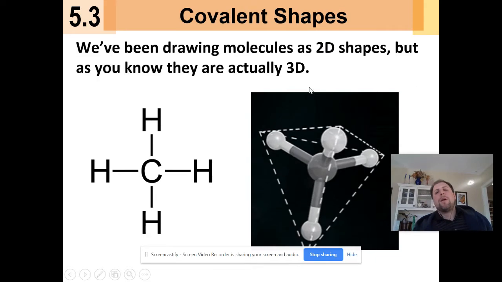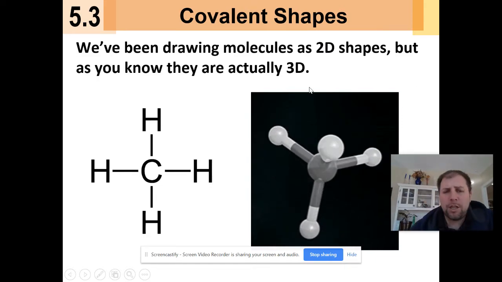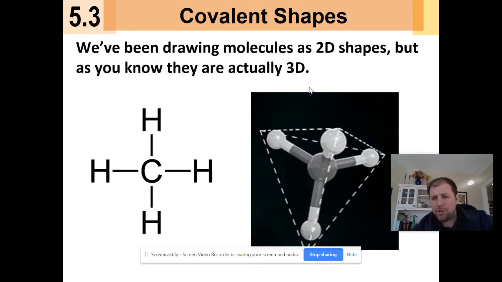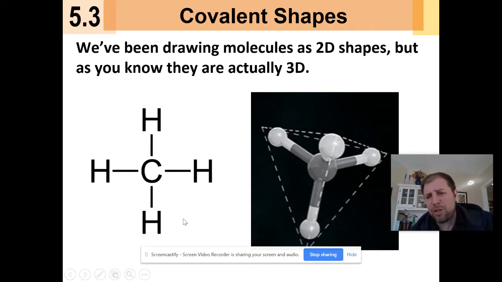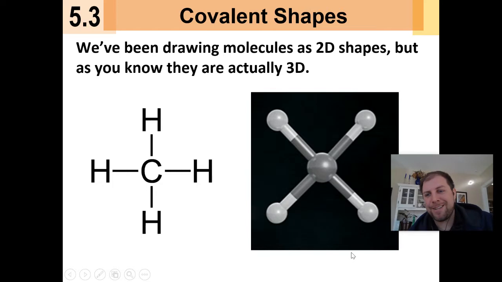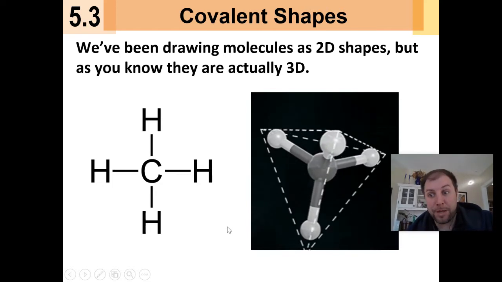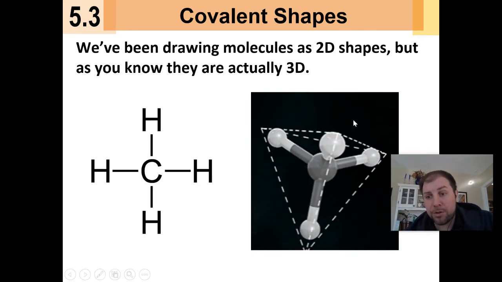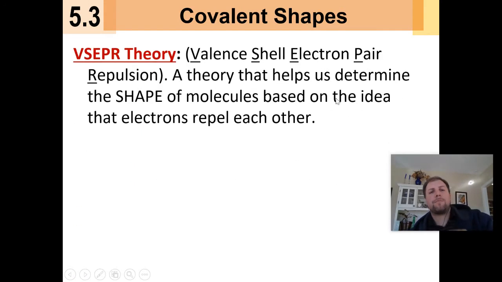Okay, guys. So far we've been doing a lot of drawing Lewis dot structures and drawing molecule shapes on two-dimensional paper. But as you know, molecules are actually three dimensions. A surprise, we're all three dimensions. We live in space. So today we're going to talk about how we interpret these two-dimensional pictures on a page and turn them into three-dimensional shapes. We're going to do that using VSEPR theory.